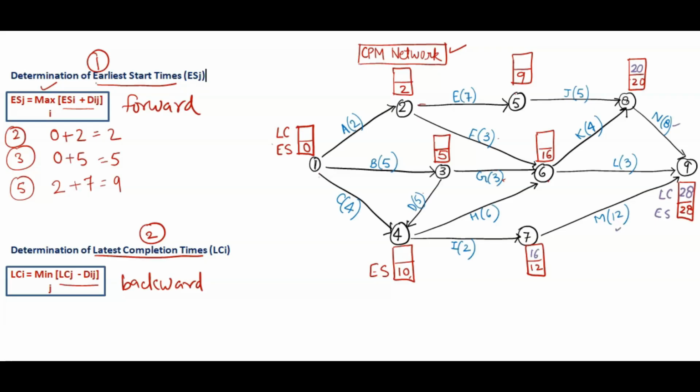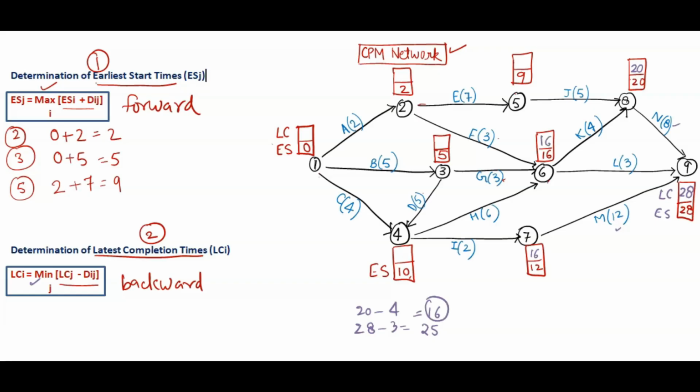Now we have to come towards 6. For 6th, if you see, there are two arrows coming towards 6. 8 is also coming to 6, 9 is also coming to 6. So we can find out both and then take the minimum one in this case. From 8 to 6 when you come, 20 minus 4. And from 9 to 6 you will come 28 minus 3. So which one is minimum? Minimum is 16. So 16 will come here.